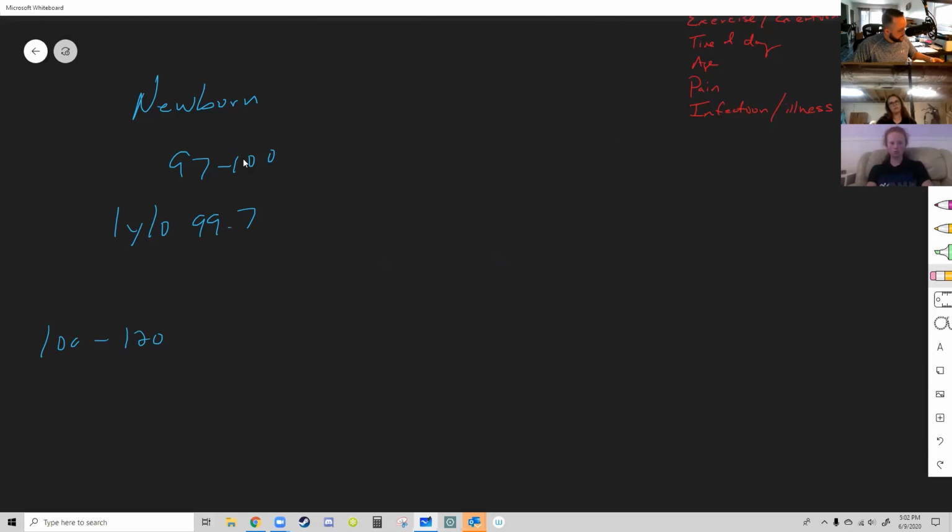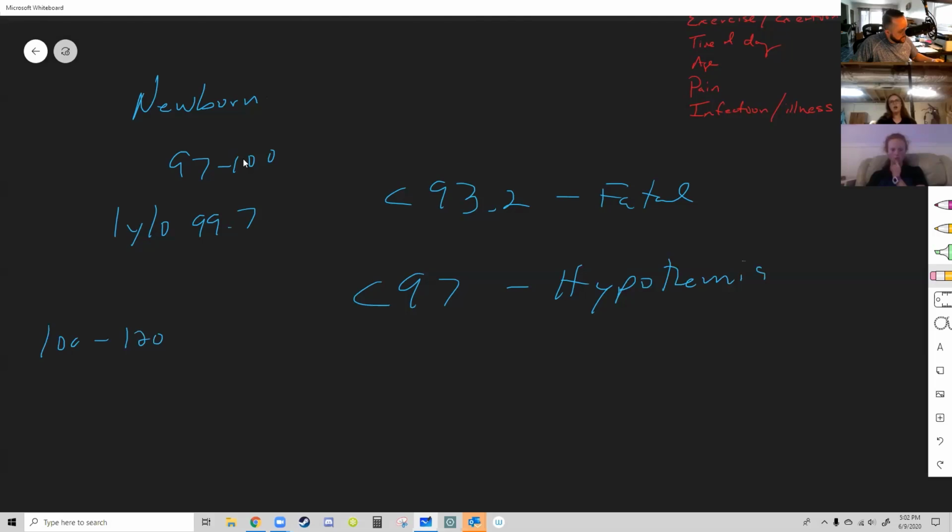are, let's see, anything 93.2 or less is fatal. 97 or below is hypothermia. This is a core body temp, right? So you can almost live better. It's almost better to have a high temperature versus a low temperature.